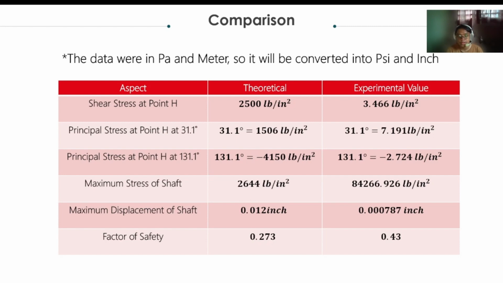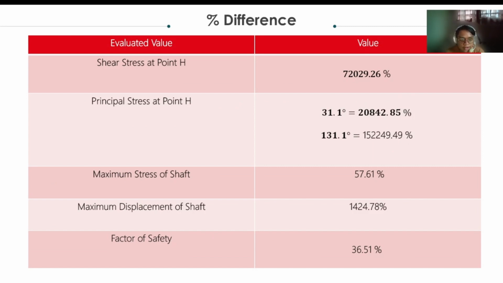To show more on the detail on the differences on comparison, we can show it in form of percentage difference. So for the percentage difference of the shear stress at point H is 72029.26%. That is very huge. For the principal stress at point H at angle 31.1 degree is 20842.85%. Meanwhile, for 131.1 degree is 152249.49%. For the maximum stress of the shaft is 57.61%. For the maximum displacement of the shaft is 1424.75%.